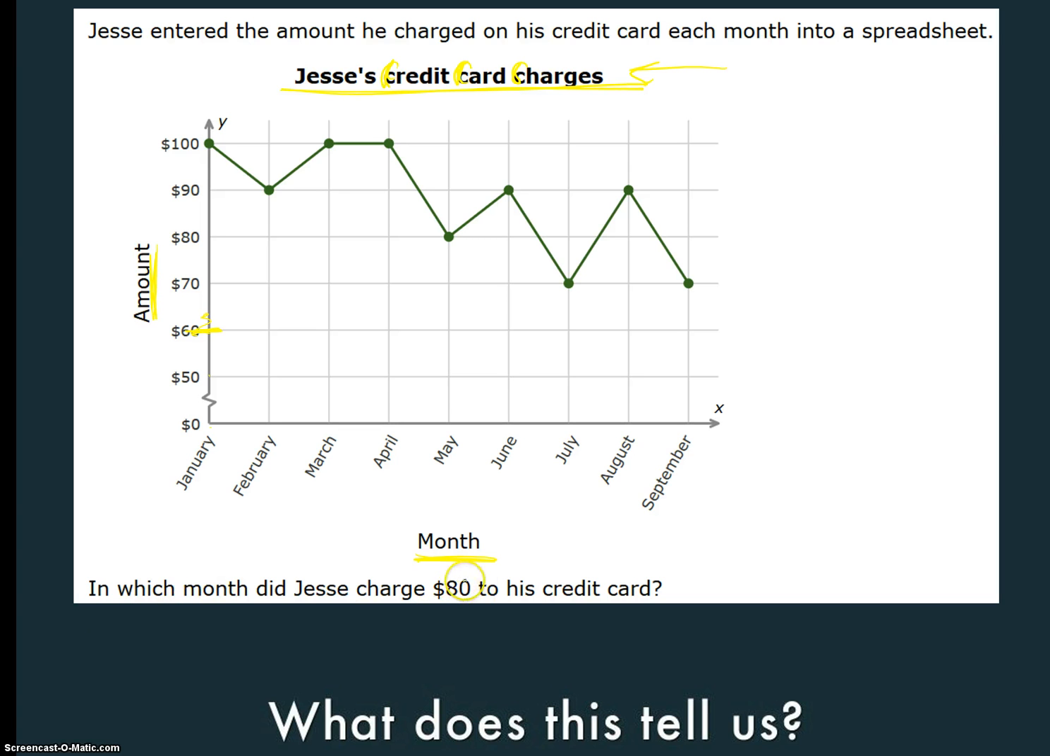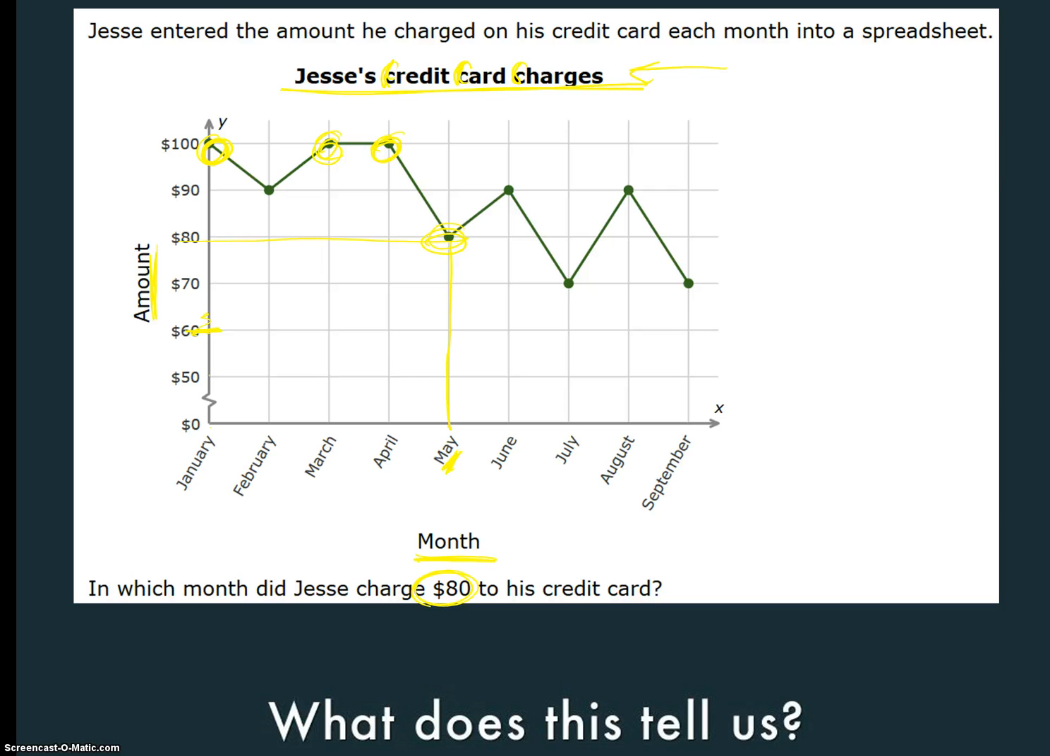In which month did Jesse charge $80 to his credit card? So to figure this out, you find 80. This would be the month. You follow it down. And how you interpret this, you read this. May has a charge of $80. So when did he spend the most? He spent the most in April, in March, and in January. So his mode would be $100.